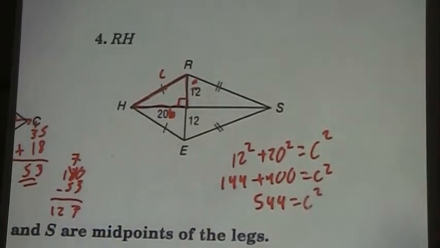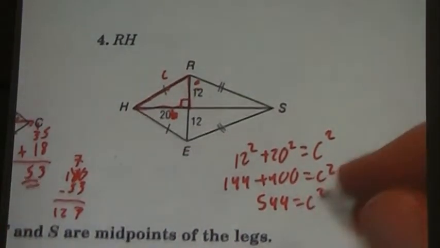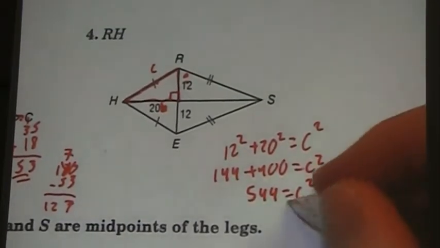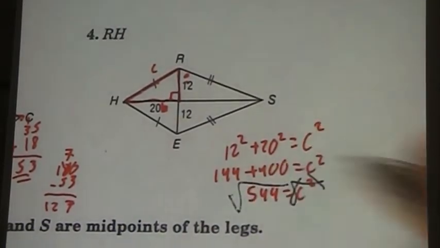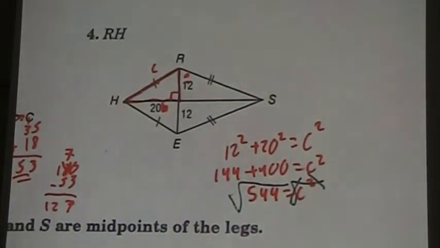Oh man, and I don't have my calculator right now. You know, you could finish that on your own though. You just square root both sides. Square root of 544 equals c, whatever that is. Or 20 something. Yeah, I guess it's bigger than 25. I don't think it's 26 though.